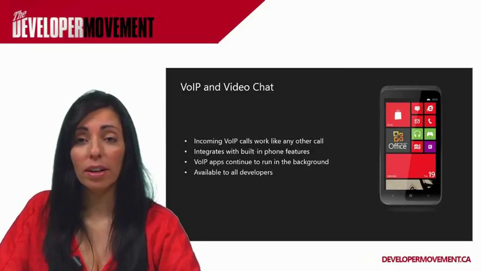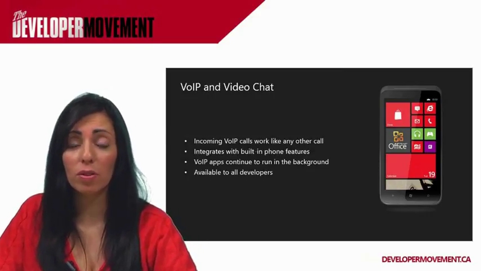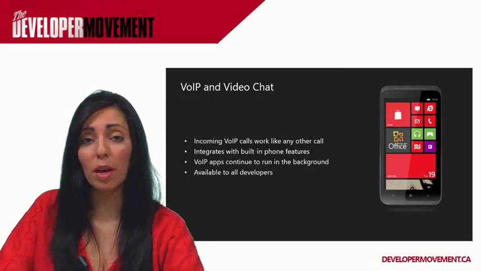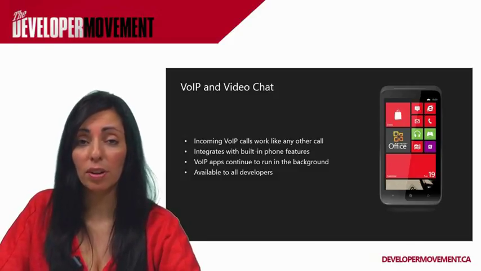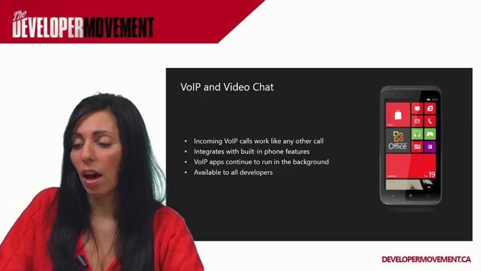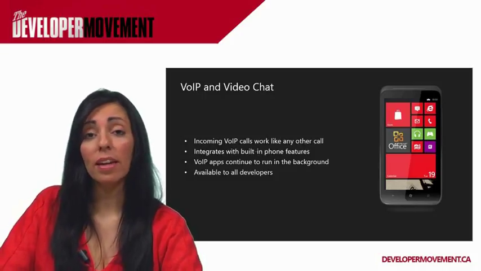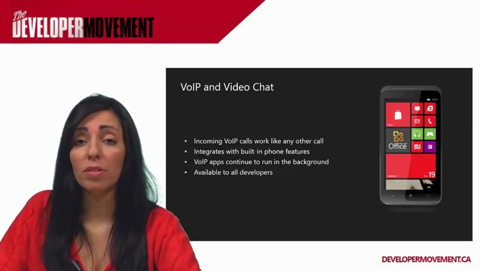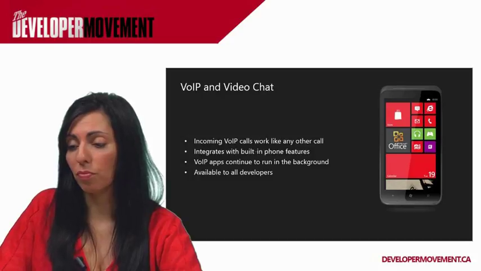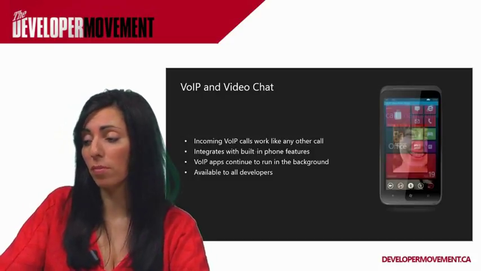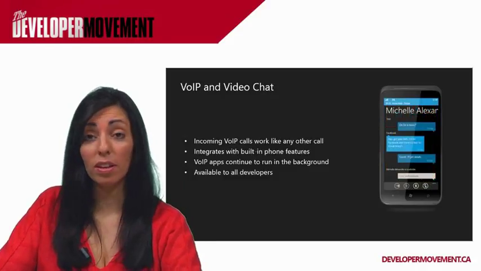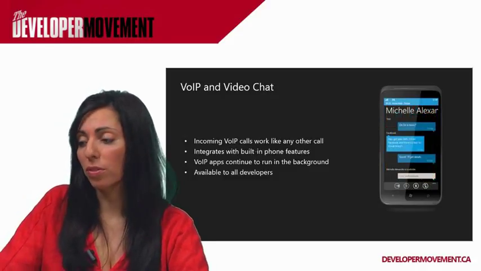You can now integrate video chat and voice over IP chat just through the APIs that are available. Just like all the other APIs, it is very easy to integrate into your app. Incoming voice over IP calls work like any other call, and it integrates with your built-in phone features. This is available for all developers to use, so it would also be neat to see how people implement that in their apps and why they would use it.